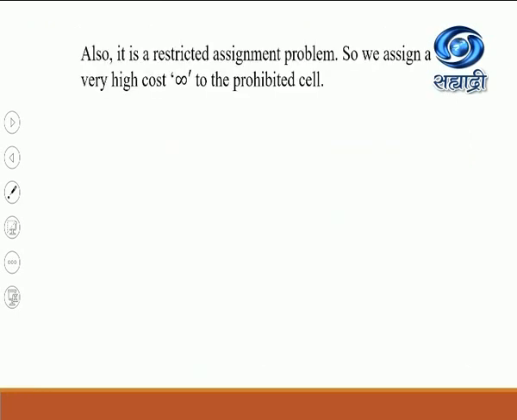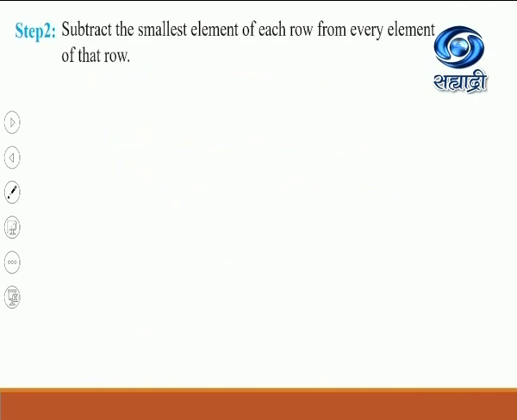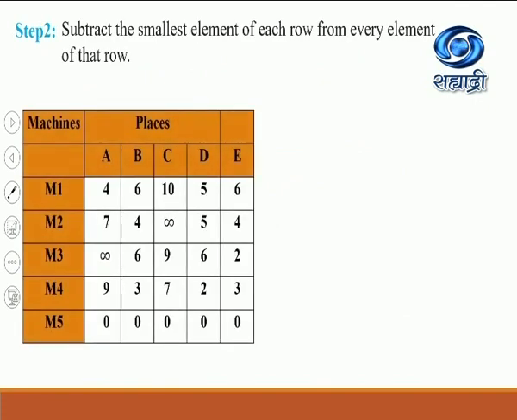Also the restricted is there. So we will add infinity. So also it is a restricted assignment problem. Assign infinity here and here. Okay. Now infinity is added. So it has become a minimization problem and also it has become balanced. So let us use the smallest element row minimization technique.